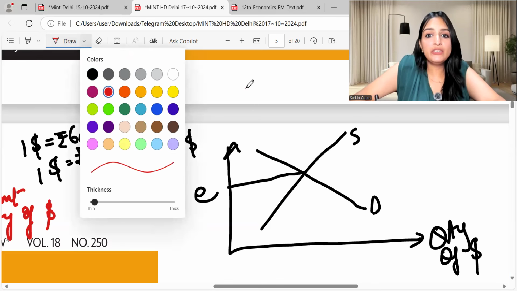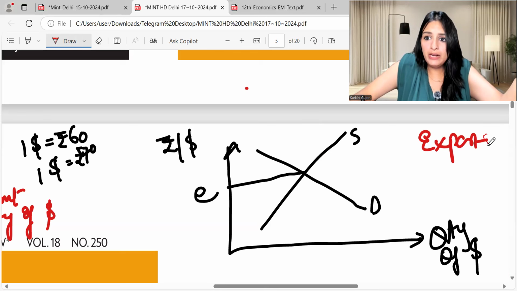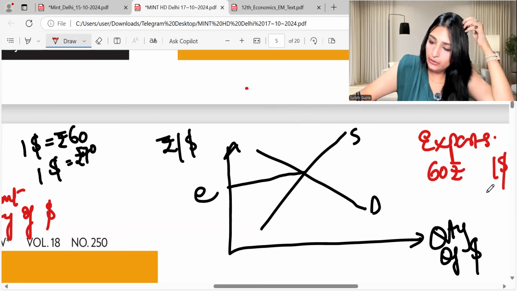But in a fixed exchange rate, the government fixes the exchange rate because the government may want to encourage exports. How will exports be encouraged? If earlier you were exporting something to USA, you were getting 60 rupees in return for $1.